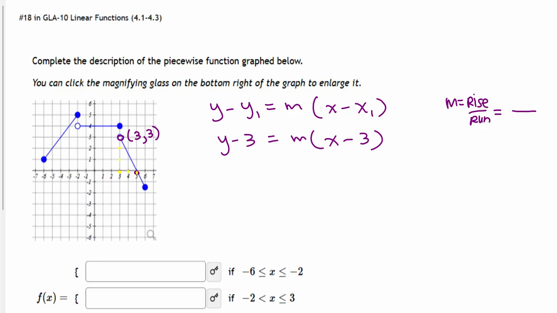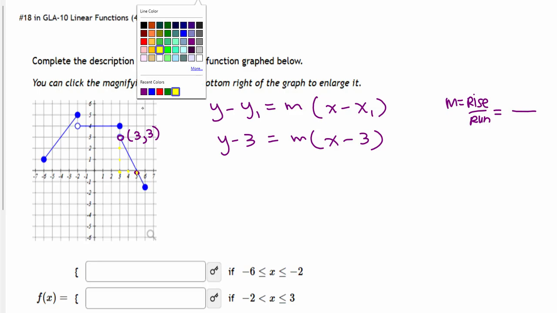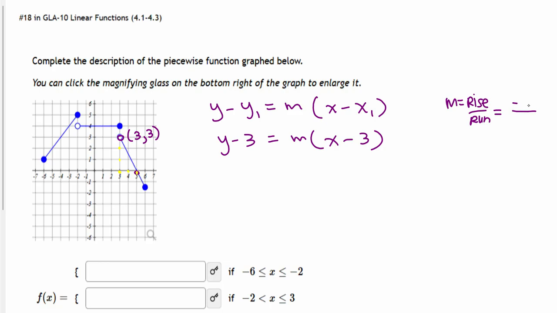So because I went down for the rise, I'm going to make that a negative, what was it, 1, 2, 3, yeah, negative 3. And the run, I was moving in the positive direction for x, so that is going to be a positive 2. So now I can replace the slope with negative 3 halves. And once again, I'm going to want to solve for y.